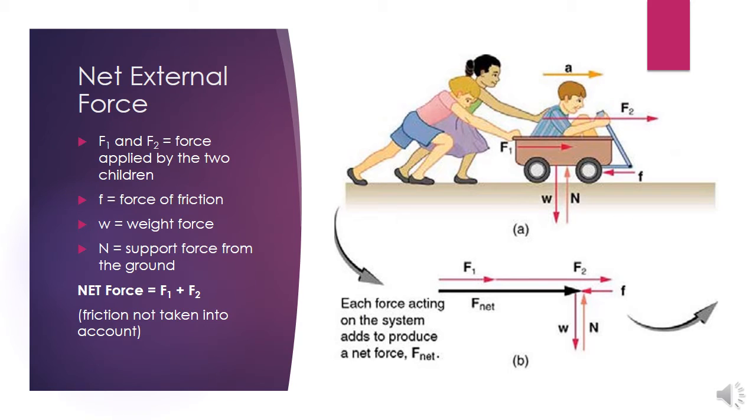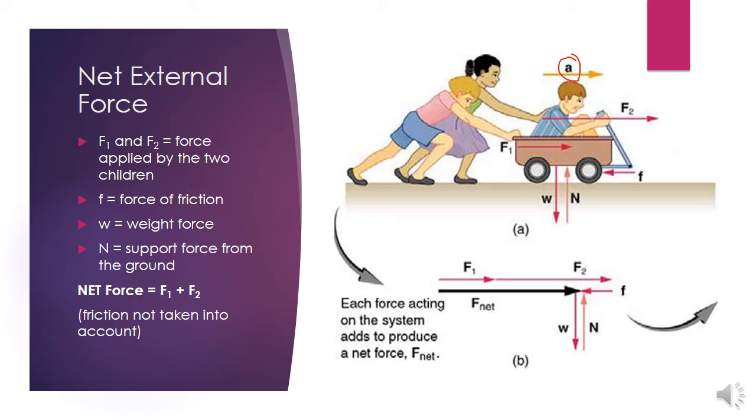Next, we're going to look at net external force. Now, this isn't something we're necessarily going to be calculating, but I want to show you all of the forces that are actually acting upon us on a daily basis. Okay, so looking at this picture, we have 2 people pushing a wagon with a person in the wagon. We have an acceleration, this A value with this yellow arrow. That means that the wagon is accelerating to the right in this picture.